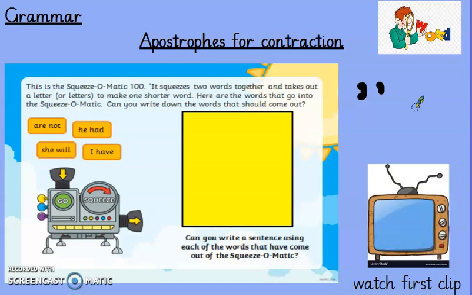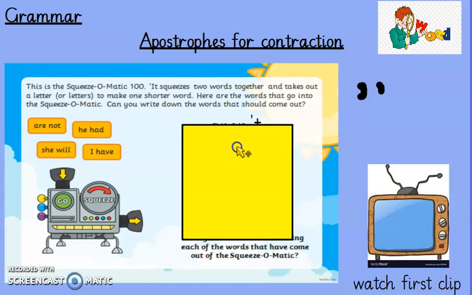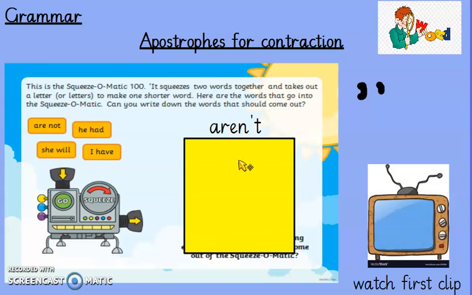Here are some words that can go into this squeeze-o-matic. Can you write down the words that should come out? So I have my examples here for you. I've got are not, he had, she will, and I have. I'll start you off with the first one. So are not becomes aren't. Have a go at writing the other three just underneath your spellings. Stop the video here and then have a go and then come back and check your answers, please.